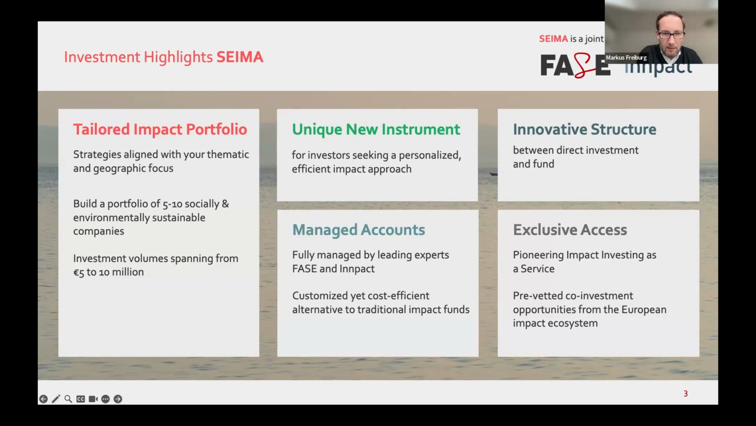So how we see it is that it's for investors really like impact investing as a service. The investor defines together with us a strategy, and then we basically do the sourcing, the due diligence, the investment preparation, the implementation of the investment decision, and also the portfolio management. What remains with the investor is the investment decision. So why is it needed?